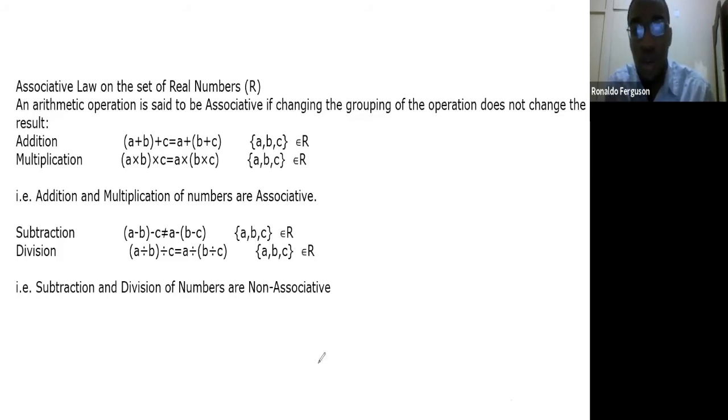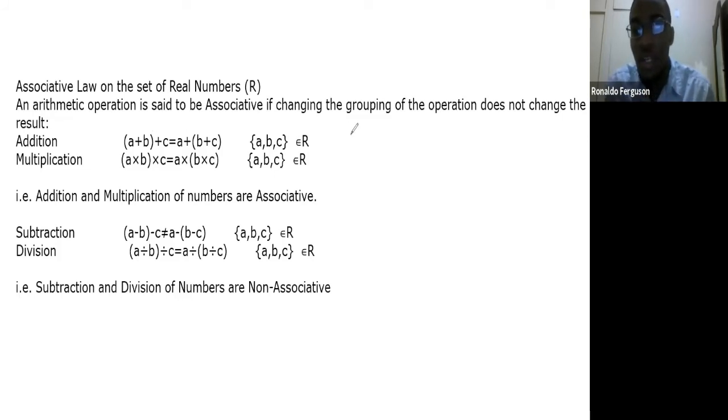So we have three numbers, a plus b plus c. We can add a and b first and then add c, or we can add b and c first, then add a, but the order doesn't matter. Likewise, for multiplication, we can multiply a times b first, and then multiply c, or we can multiply b times c first, and then multiply a. The order does not matter. So let's look at an example.